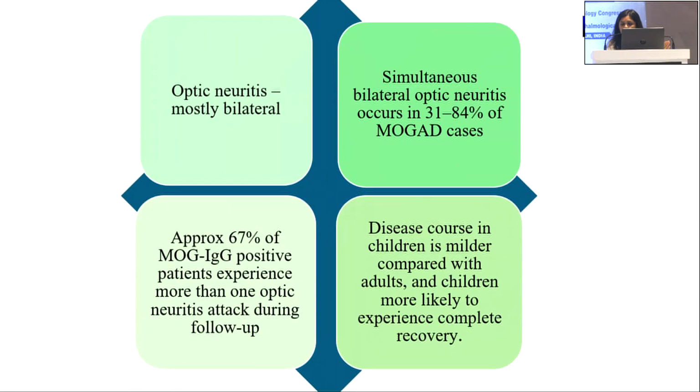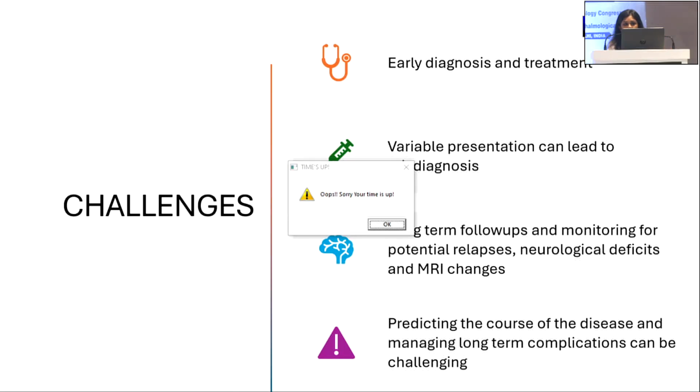Optic neuritis is mostly bilateral, and simultaneous bilateral optic neuritis occurs in 31 to 84% of all MOGAD cases. Approximately 67% of the IgG positive patients experience more than one optic neuritis attack during follow-up. The disease course in children is milder compared to adults, and they are more likely to experience complete recovery. Challenges include early diagnosis and treatment, and variable presentation leading to misdiagnosis. Predicting the course of disease and managing long-term complications can be challenging for the physician.